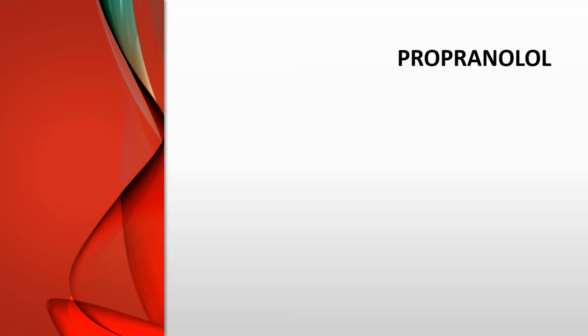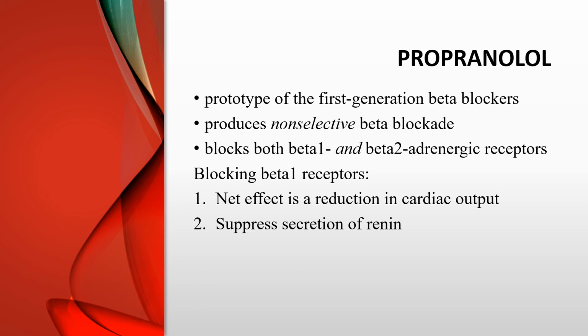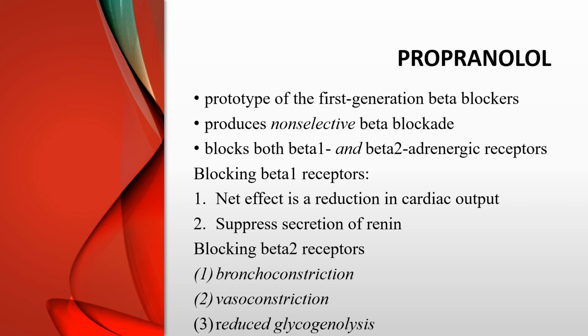For propranolol, it is the prototype of the first generation beta blockers and it produces non-selective beta blockade. It blocks the beta 1 and beta 2 adrenergic receptors. If you block beta 1 receptors, the net effect is a reduction in cardiac output and suppression of renin secretion. Blocking the beta 2 receptors can cause bronchoconstriction, vasoconstriction, and reduced glycogenolysis.